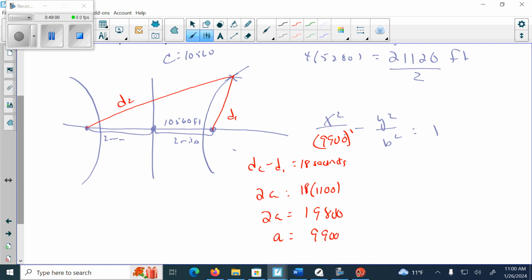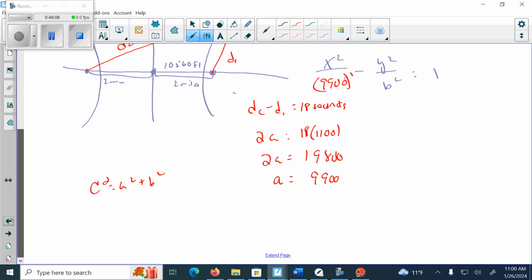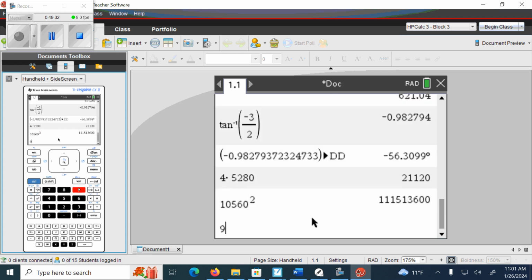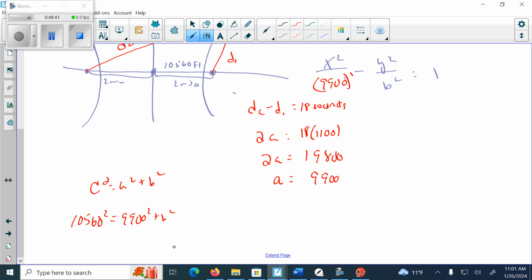Then to find b squared, I'm going to say c squared is equal to a squared plus b squared. So c, remember, is 10,560, so 10,560 squared is equal to 9,900 squared plus b squared. So when I do that, I might as well just do it. So I did that so I could put that here, because I'm going to need it eventually.